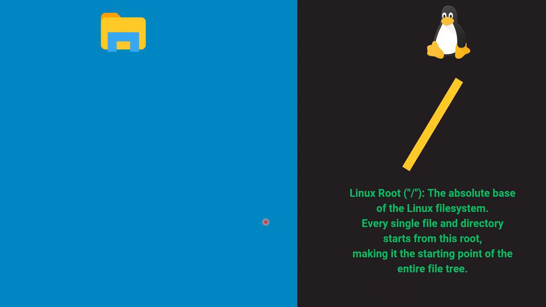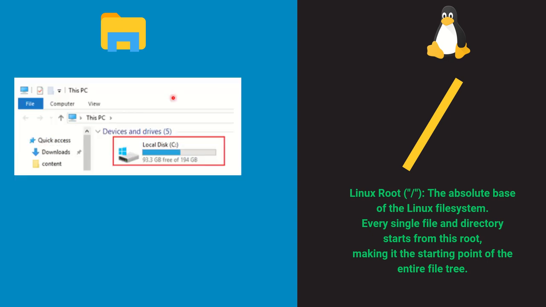So let's start with the first directory, that is the root. The root is the absolute base of the Linux file system. So the whole file system of Linux starts from this root directory. Every single file and directory starts from this root, making it the starting point of the entire file tree system. And what is the equivalent for this root in Windows? If we have to draw a comparative analysis to understand, C drive.